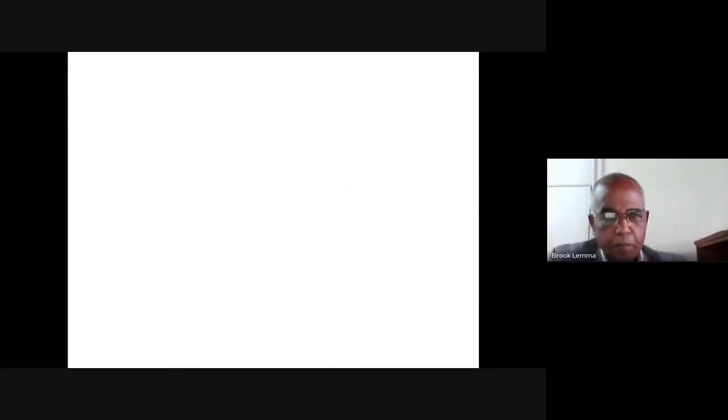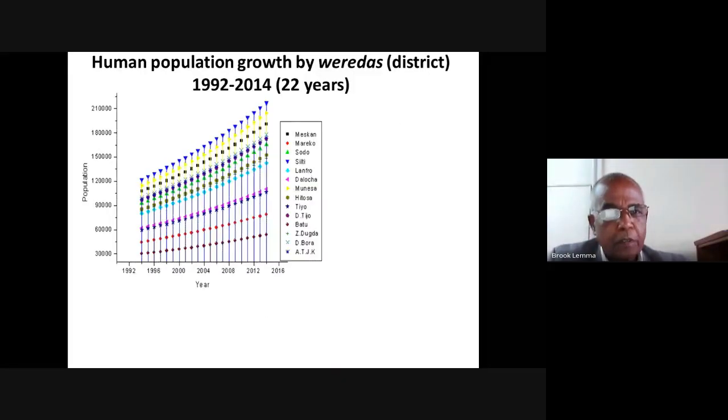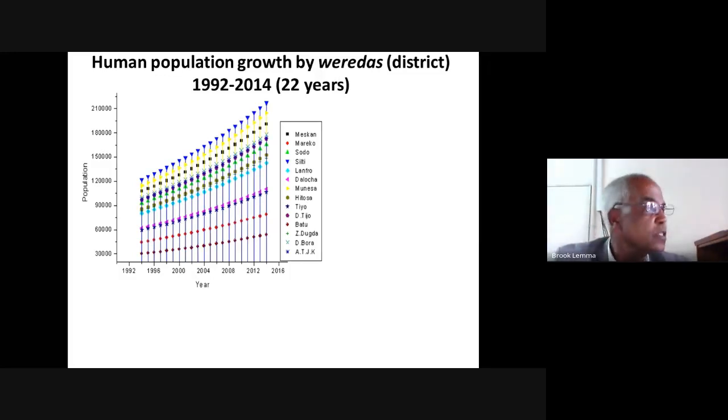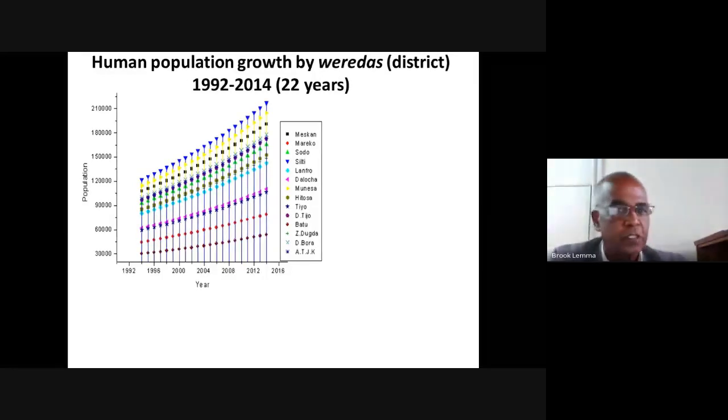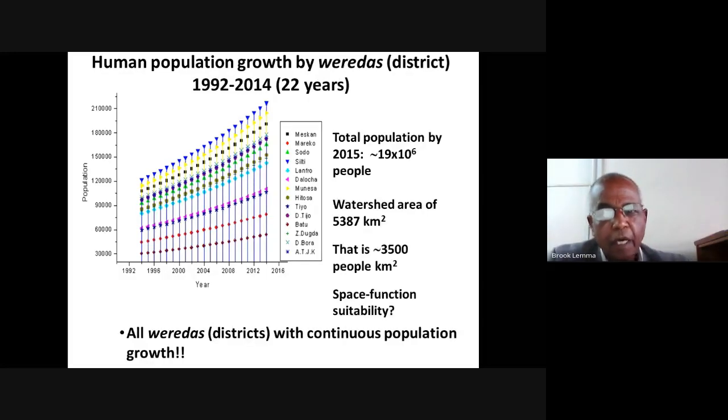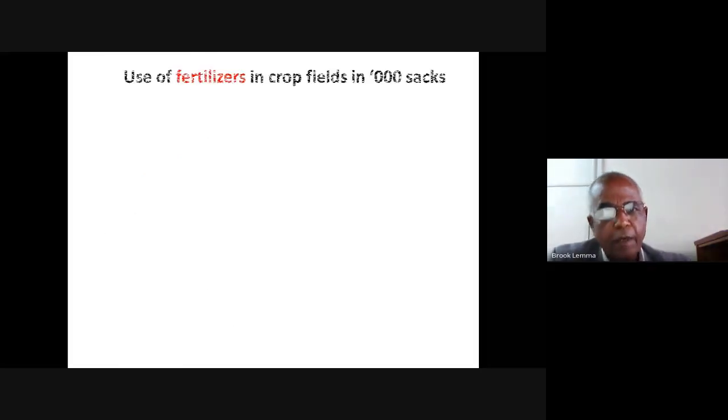Now, when we looked into the population growth pattern, the various dots in this curve are the various woredas, the administrative districts. In every district, the human population increase was very high, and the total population extended over 19 million, and the space and function relationship was very much affected because of the high population.